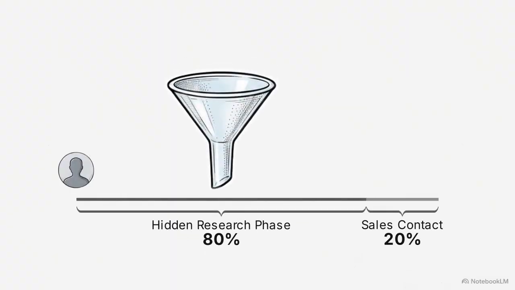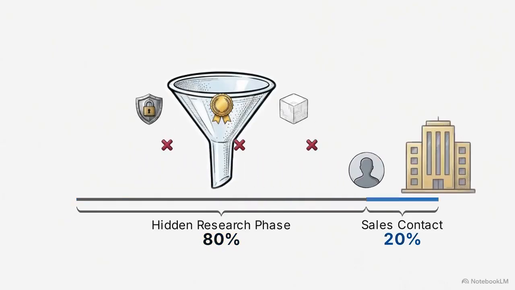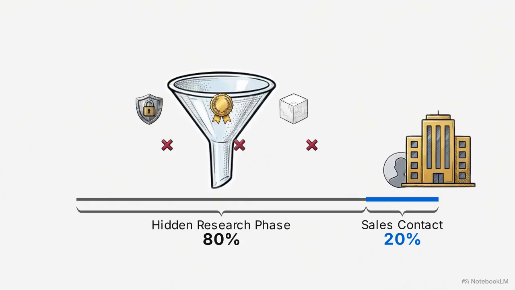To understand how enterprise contracts are actually won, we have to look at the timeline of a modern corporate buyer. As this timeline shows, 80% of the B2B purchasing journey happens entirely out of sight, completed before a client ever speaks to your sales team.